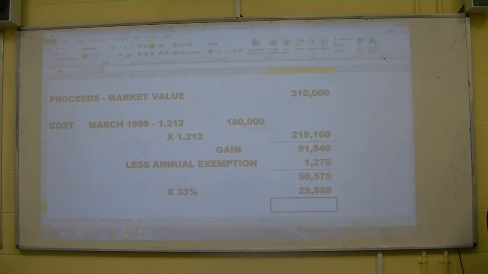Market value is used for the proceeds figure if assets are gifted, assets are disposed of for non-cash consideration, and assets are disposed of to family members. And then where an asset is inherited, it is deemed to have been bought for the market value at the date it is actually inherited. So you're looking at market value for proceeds in the third last box, and then market value for cost in the second last box.